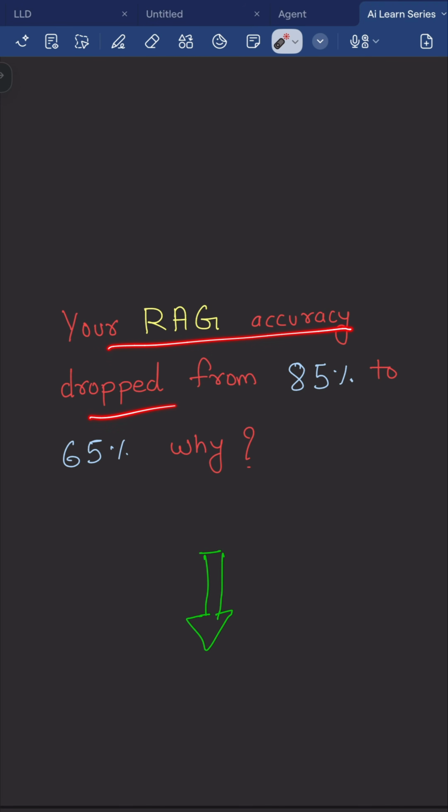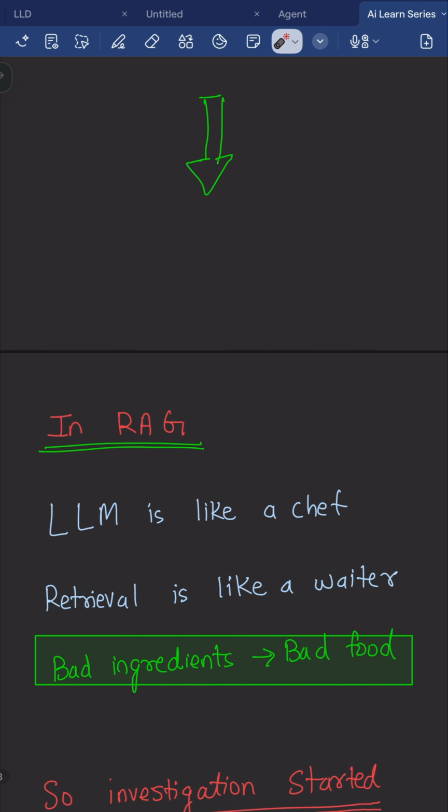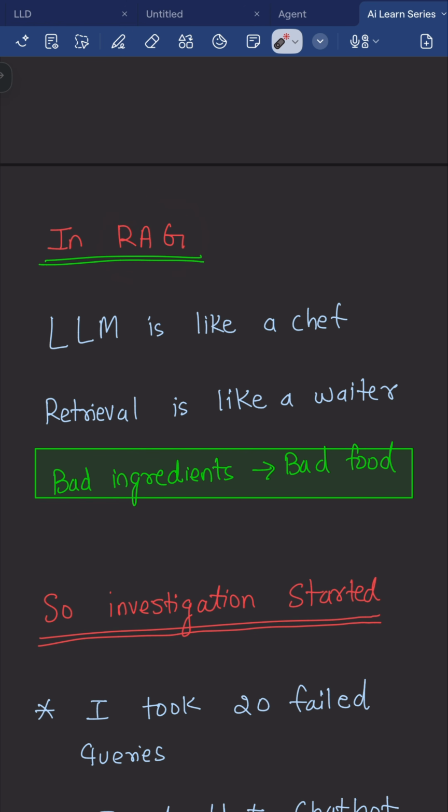So your RAG accuracy dropped from 85% to 65%. Let's find out the reason behind this drop. Actually, RAG stands for Retrieval Augmented Generation, and it uses external data sources like PDFs or documents to give more accurate answers.